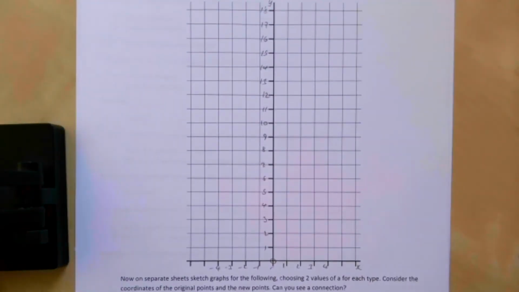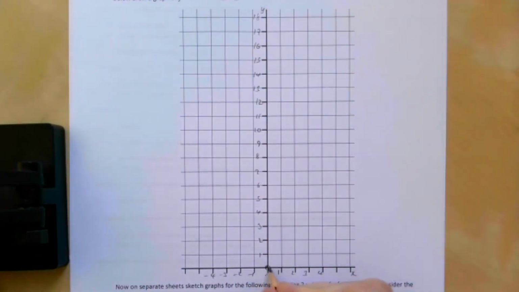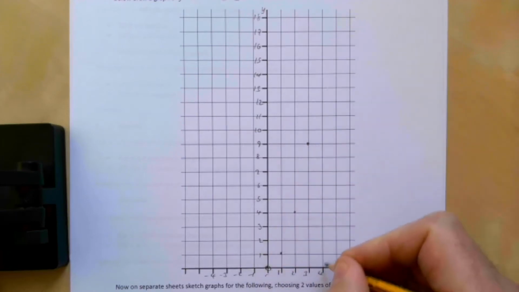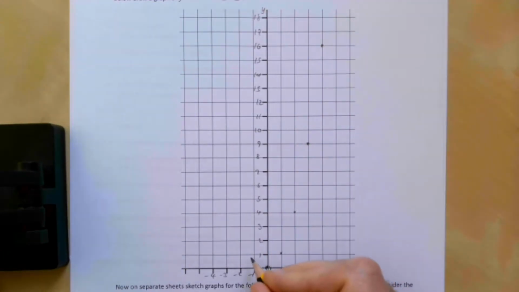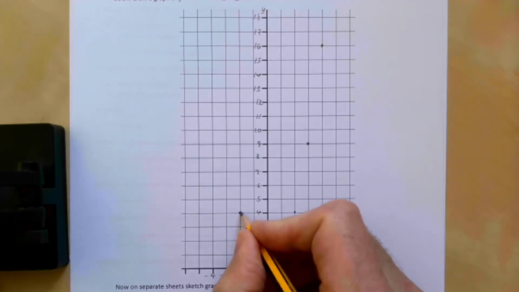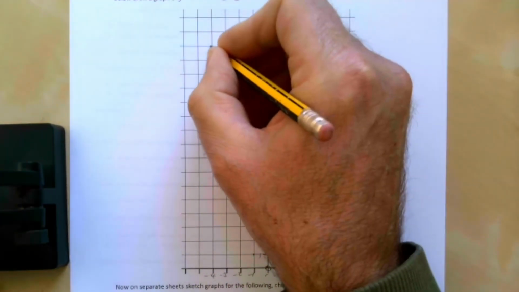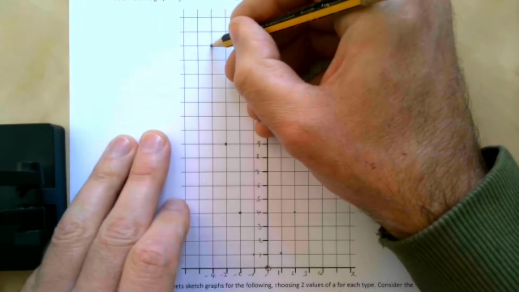So I want to plot the points for y equals x squared. So first of all, if we go for 0, 0 squared is 0, so that would be a point on it. 1 squared is 1, 2 squared is 4, 3 squared is 9, and 4 squared is 16. Minus 1 squared is 1, minus 2 squared is 4, minus 3 squared is 9, minus 4 squared is 16 as well. So I'm going to join that together as best as I can.